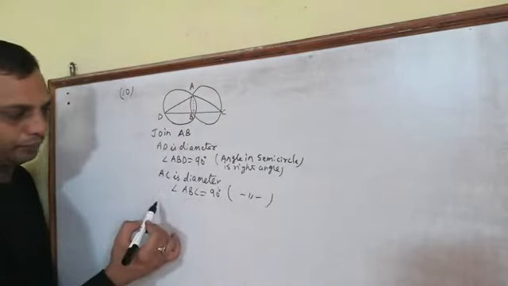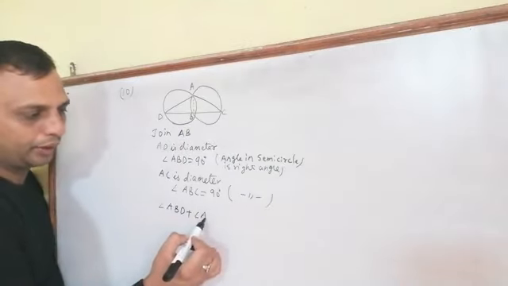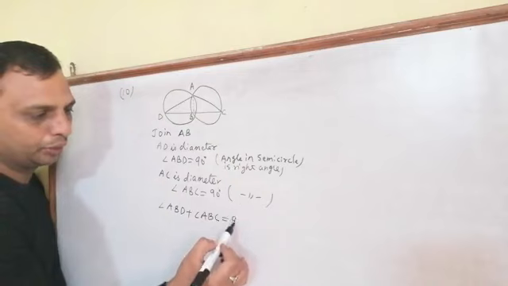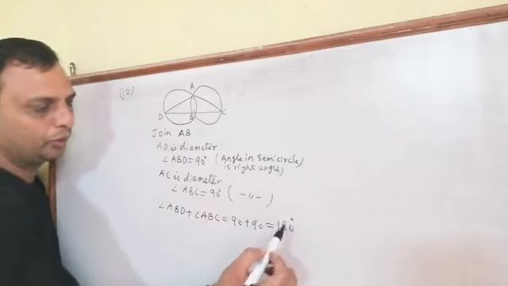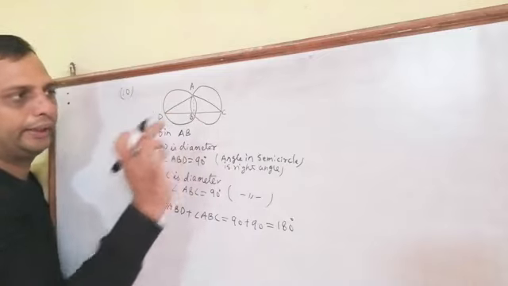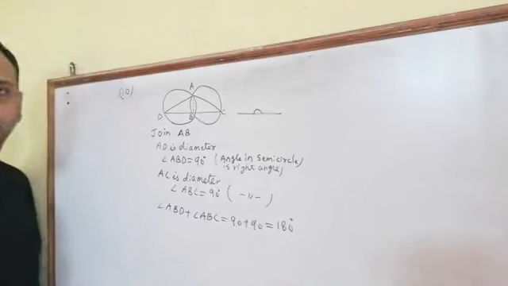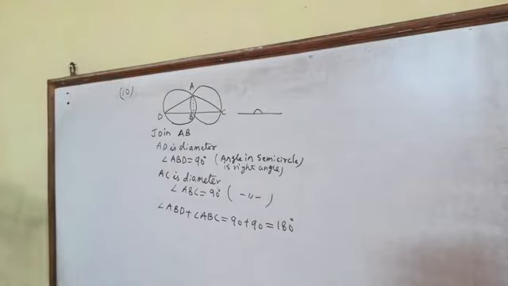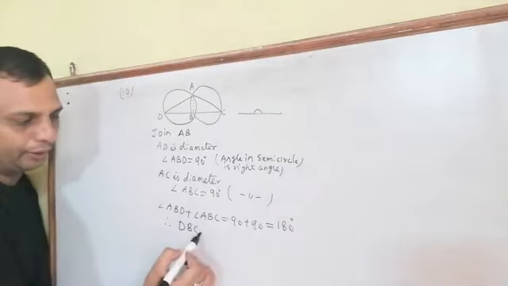Now you add both, ABD plus ABC. So 90 plus 90 equal to how much? 180. Now if this is 180 degree angle, that means it is a straight line. 180 degree angles come when there is a straight line. So I can say that DBC is one line.